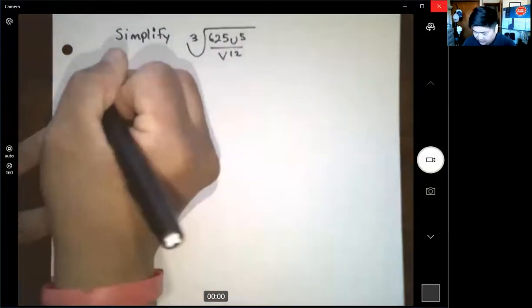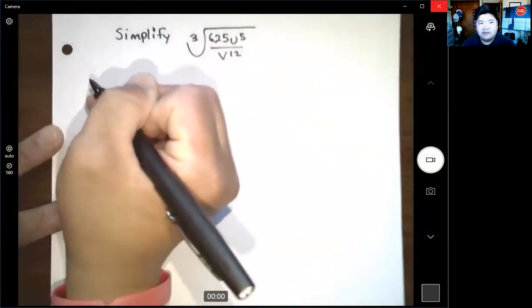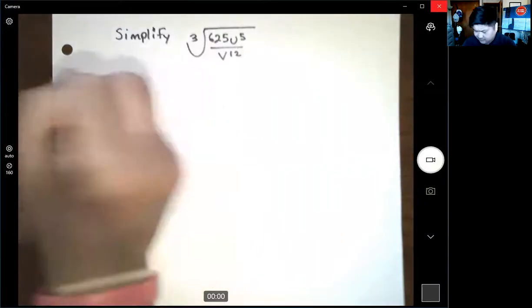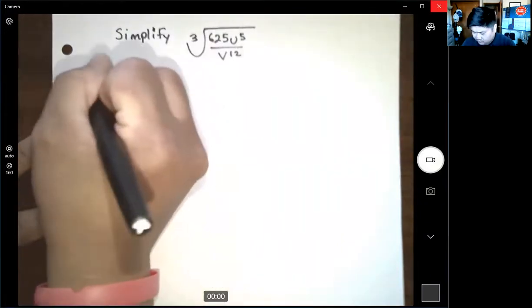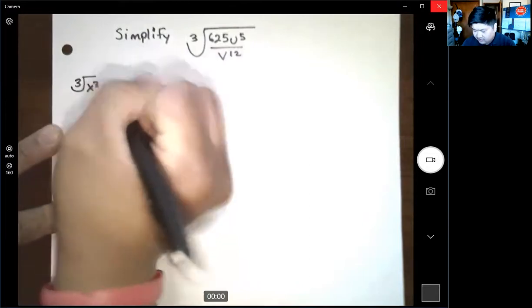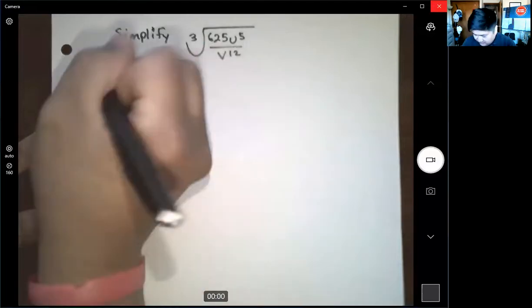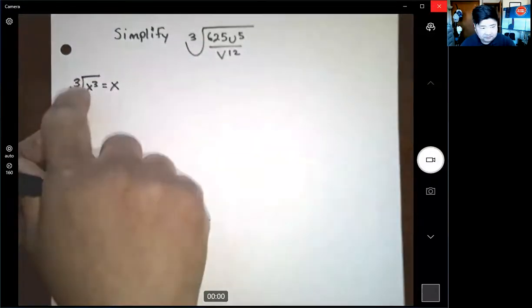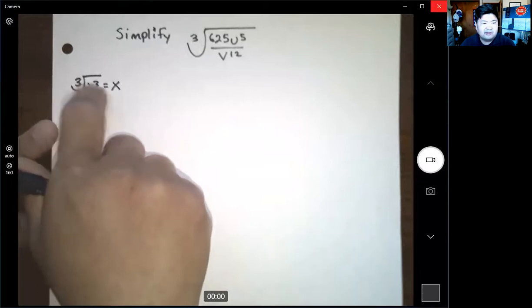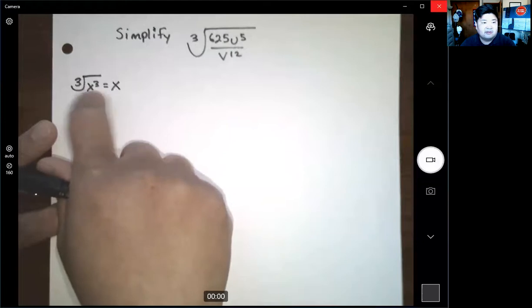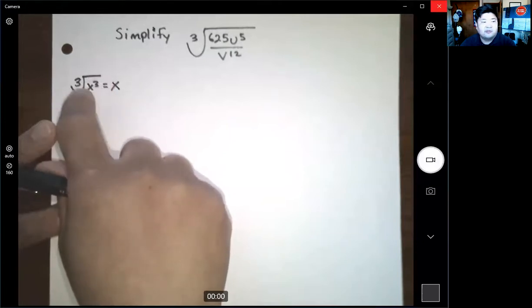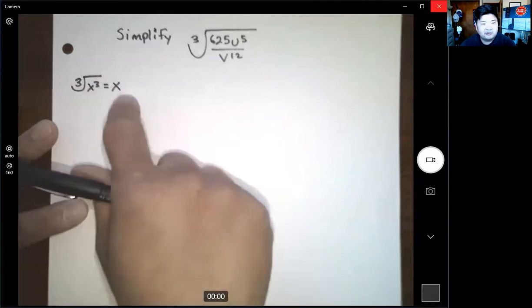All right, so let's go ahead and give an example here. If I had the cube root of x to the third, then I would know that that is x. In other words, there were three factors of x under the cube root, and so the cube root of x to the third power, or the cube root of x cubed, is equal to x.